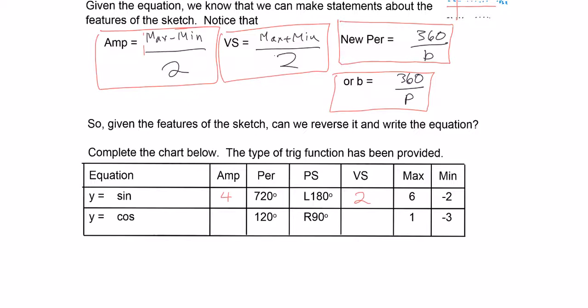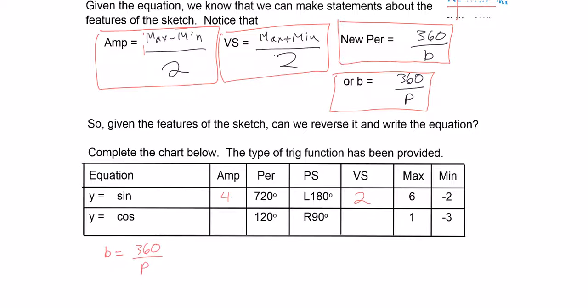Now, if you take a look at this final equation here, you notice how we have a period of 720. We need to find the B value, because eventually we're going to place an equation in here that represents all this information. So right now we know that our period is 720. So technically what we're doing is finding the B value. The B value is always 360 divided by P, right?